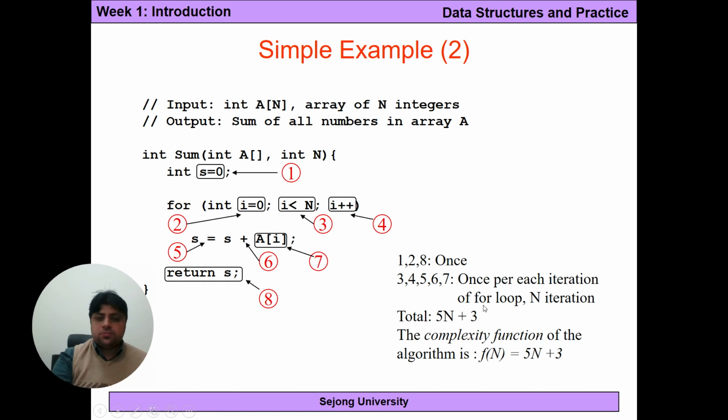And this is the formula for finding the complexity function of the algorithm. So this is finding the complexity of this program or algorithm. Basically, f of n is equal to 5n plus 3. n is basically the number of iterations. The 5 is coming from here: if we count 1, 2, 3, 4, 5, they are all executing n times. And this 3 is coming from here: 1, 2, 3. So this is the complexity function for this simple program.